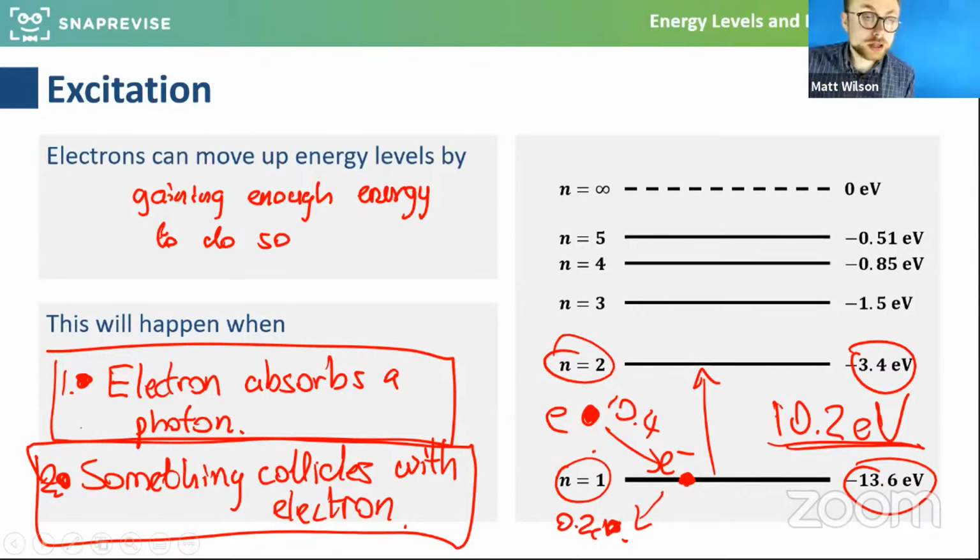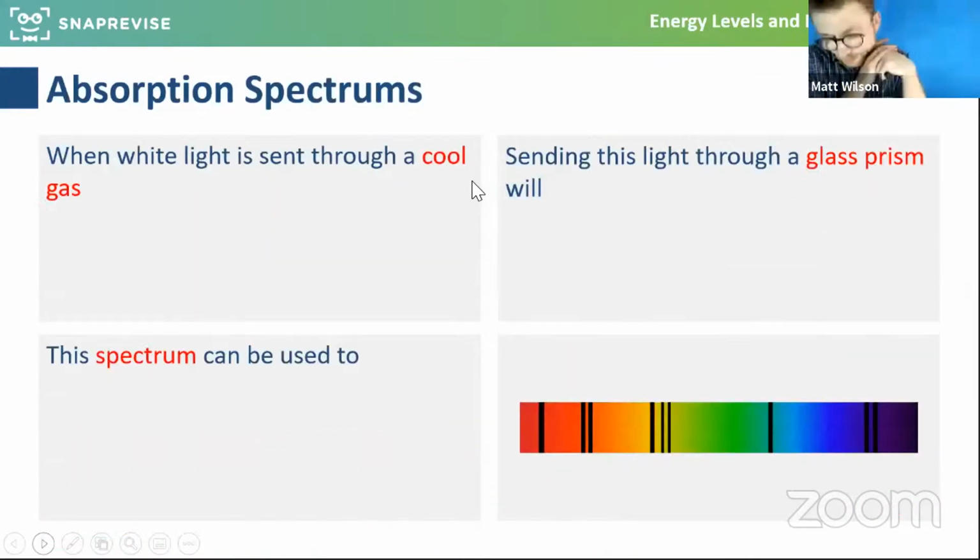So there's a difference between absorbing a photon and bumping into some other particle like an electron. And that's the key thing we need to be aware of here. We'll actually see an exam question about that point. So keep that in your head.